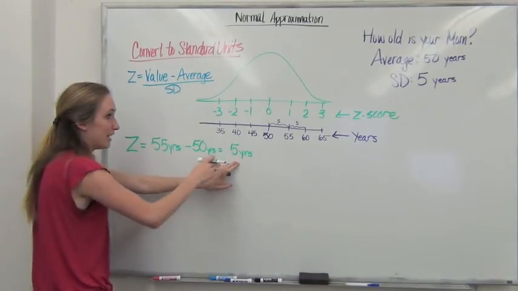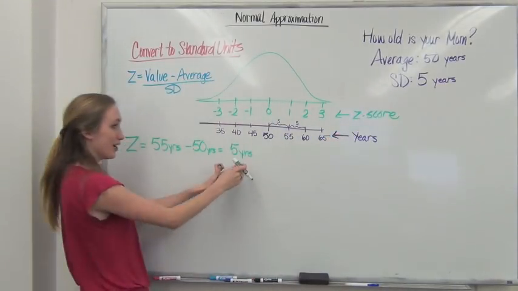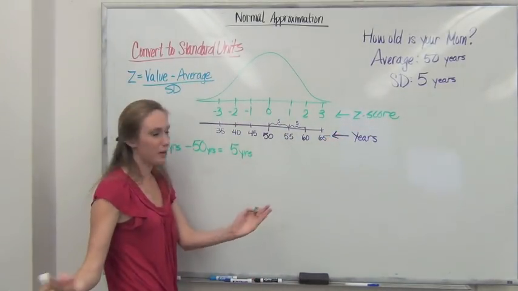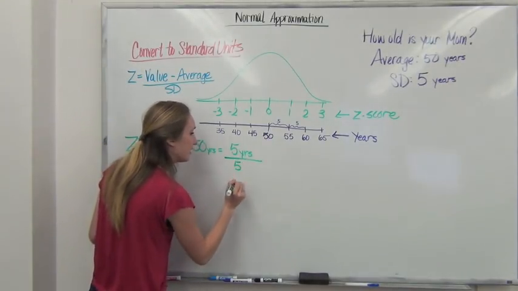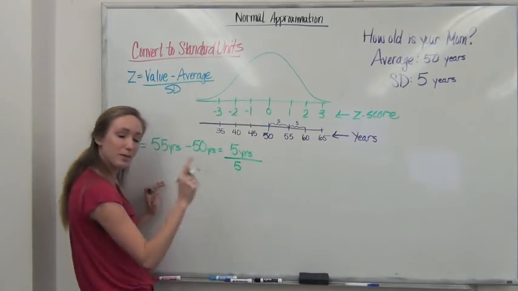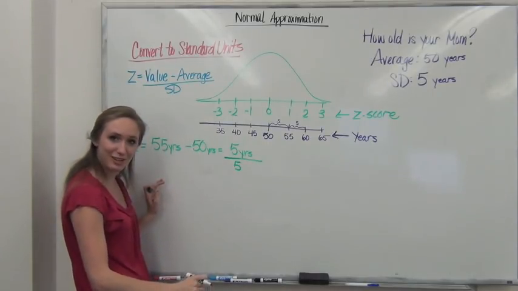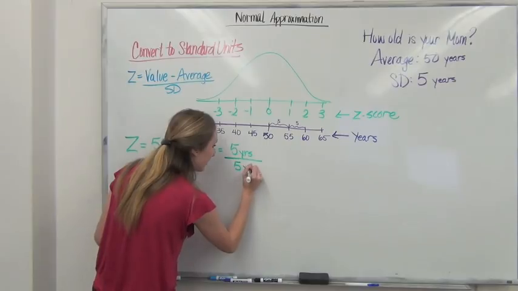Well, you can see logically that one standard deviation is 5 years. She's 5 years above average. That's going to be 1. But let's work this out with the math. We're going to divide by the standard deviation, which is 5 years.